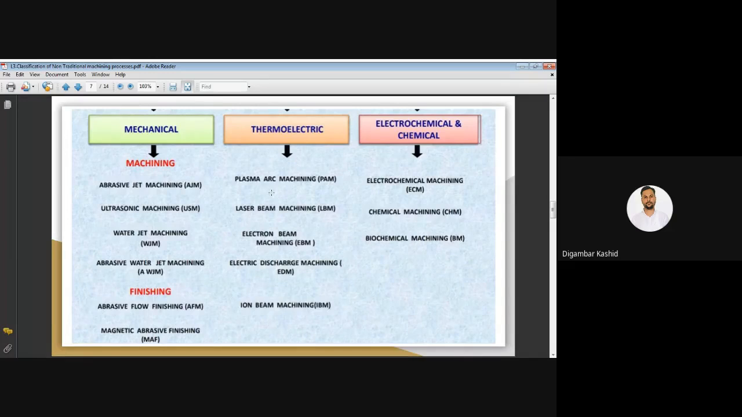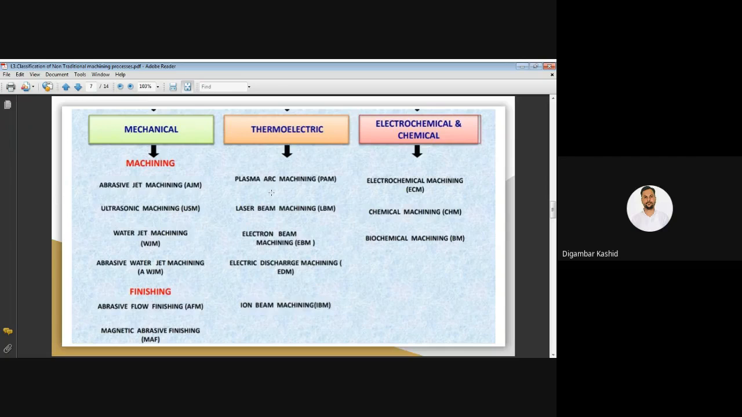Here also we use kinetic energy. Abrasive water jet machining also uses the kinetic energy of your abrasive particles, but here the abrasive particles flow along with the water jet. That is why we have combined the abrasive and the water jet. So the kinetic energy of abrasive particles flowing along with the water jet is used to remove the metal.